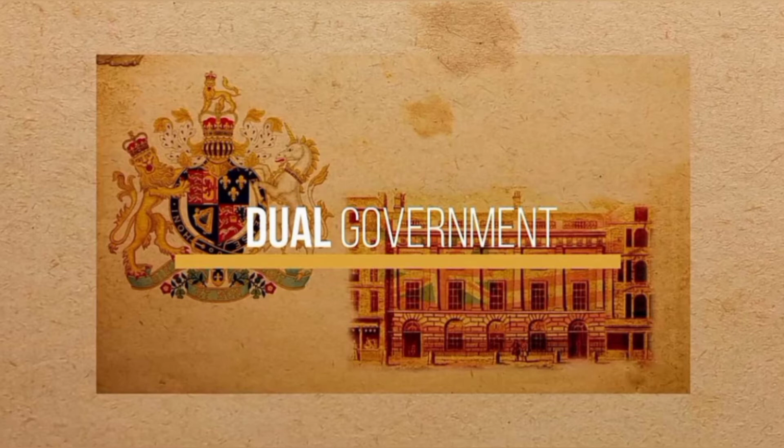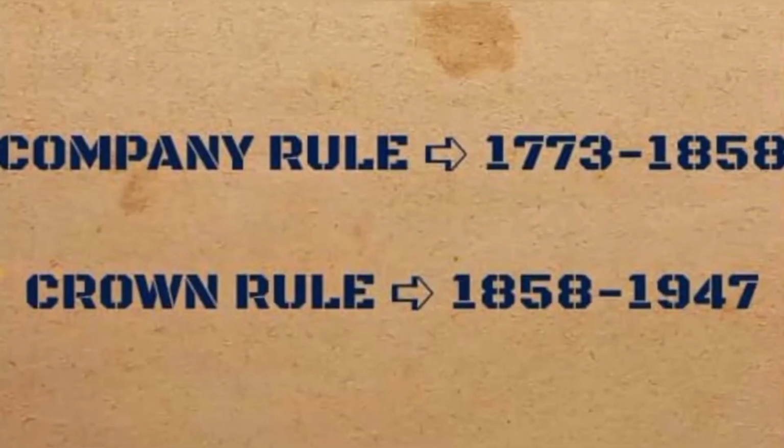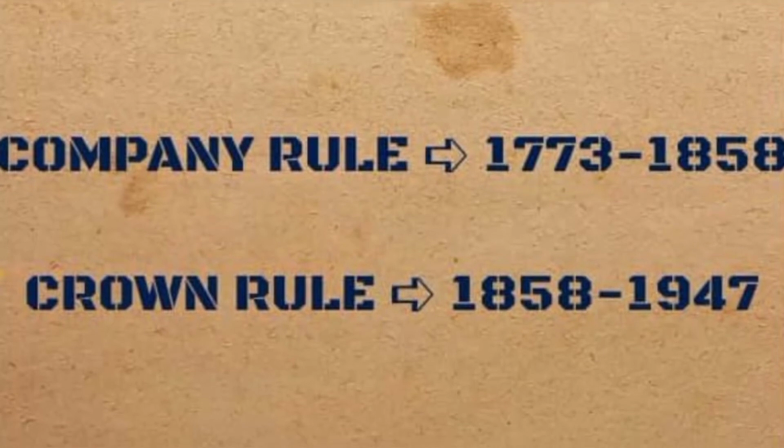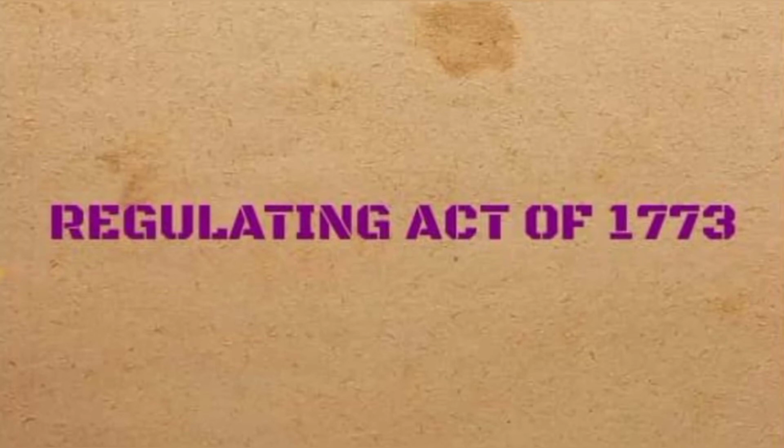Before going to those topics, there are three stages. Number one is the dual government, from 1765 to 1772; second is the Company rule, 1773 to 1858; and third is the Crown rule, 1858 to 1947. When did the Sepoy Mutiny end? In 1857. Then the Crown rule started in India. Going to the chronological order, the important landmarks in constitutional development: the first one is the Regulating Act of 1773.